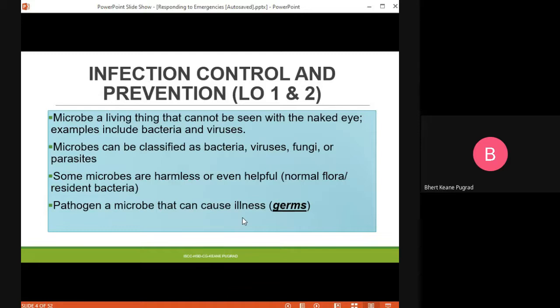So why do these infections occur? One of the reasons, for example in UTI, would be improper douching or improper perineal care. Or it so happens that the immune system is very weak, which is why infections occur. Those infectious agents are termed pathogens. They are microbes that can cause an illness, or in layman's terms, those are your germs.